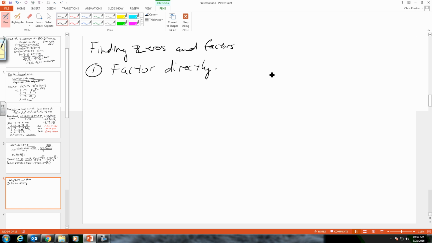If you got x squared minus 9, you just say x plus 3, x minus 3. That's factored, boom. And then you can set the factors equal to 0 and solve those. So if you can do that, great.